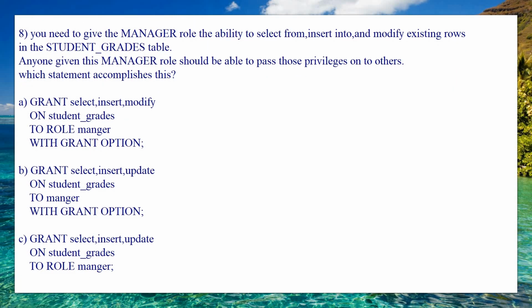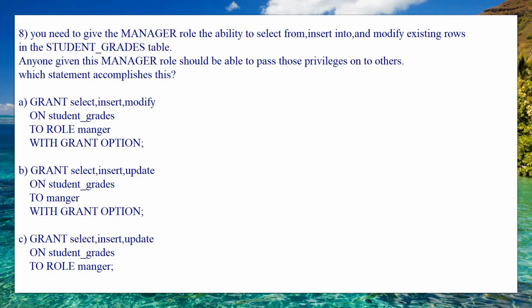The next thing is the eighth one. You need to give the manager role the ability to select from, insert into, and modify existing rows in the student underscore grades table. And anyone given this manager role should be able to pass those privileges on to others. So again, which is the correct option for that?